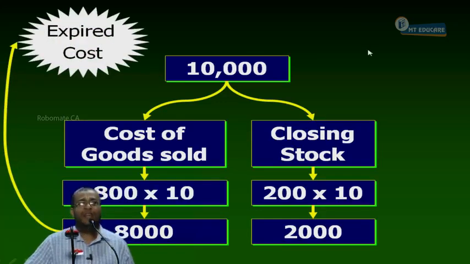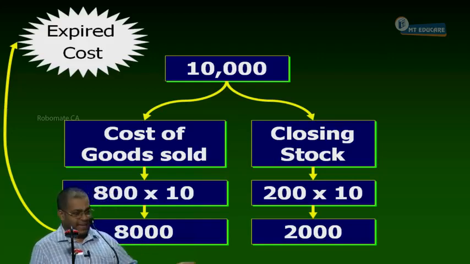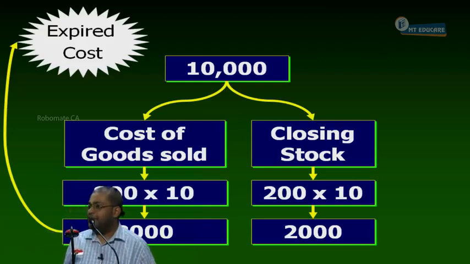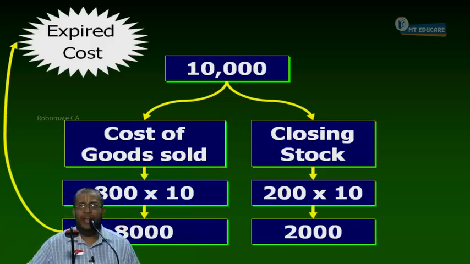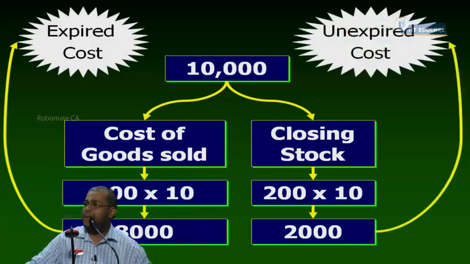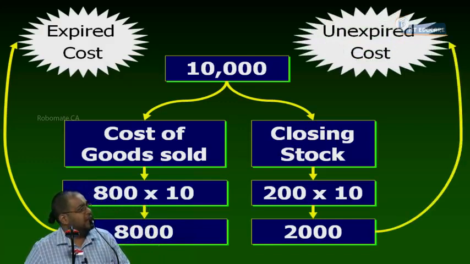Now, this 2,000 died living. It is jolly. It is living for one more year. It escapes this year's trading account and enters next year's trading account as what stock? Opening stock. That cost is living for one more year. That cost is called what? Unexpired cost. Respond. Are you following what I am saying?